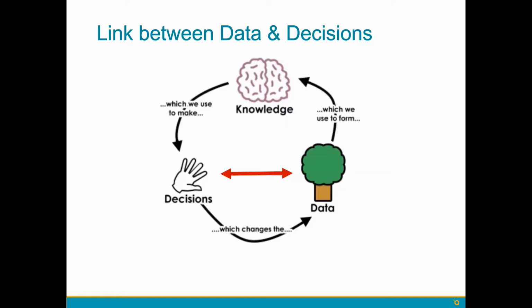So this is a circle and it's a loop that goes along. There is a big interlink between how data and decisions play along. And as the definition said, decision making plays a big role in how we use data.